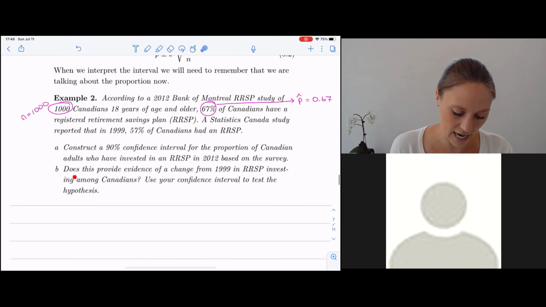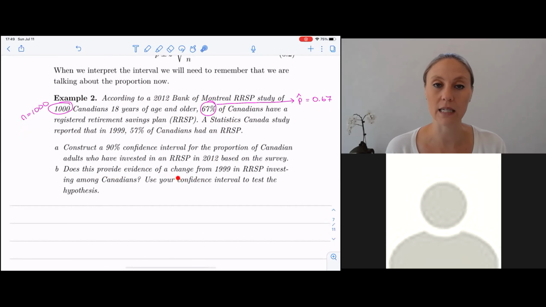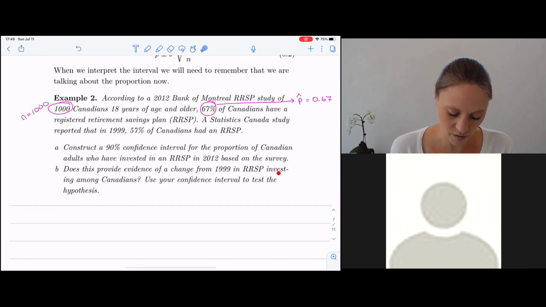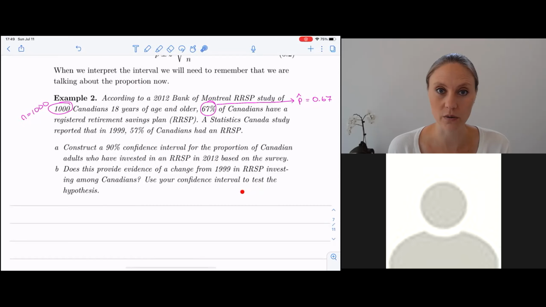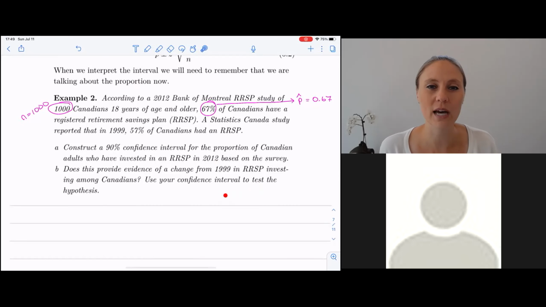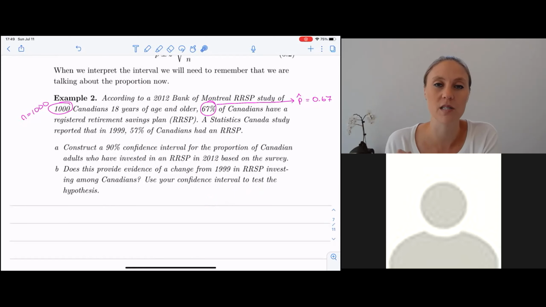All right, so part B asks, does this provide evidence of a change? Change meaning an increase or a decrease, it doesn't matter. From 1999 in RRSP investing among Canadians. Use the confidence interval to test the hypothesis. We know how to do that. We've seen it before. Is the hypothesized value in the interval? If it is, you do not have enough evidence to reject H0. If the interval is consistently off the hypothesized value, then you have enough evidence to reject H0.